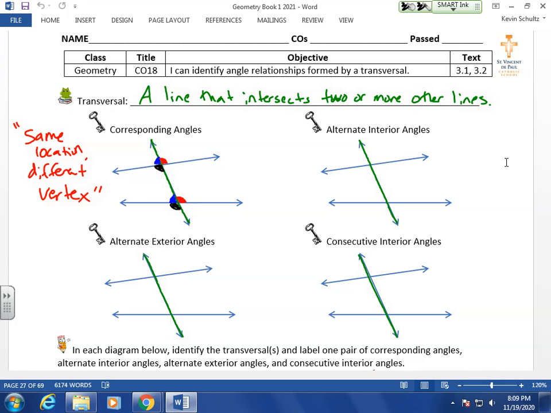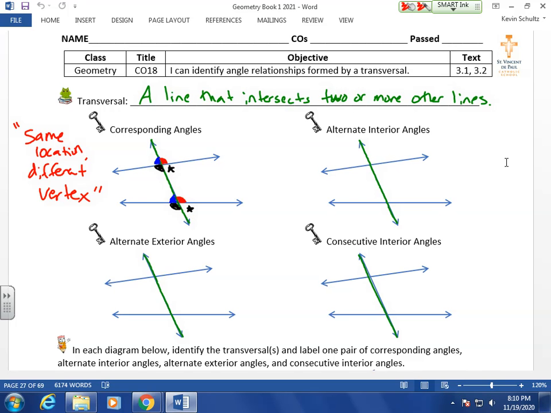If you ran out of colors or you don't have colors to use, like I said, maybe you want to just use shapes. So if I want to put a little star here in that bottom right and a star here for the bottom right there, those would be corresponding angles as well. So I've got four different sets of corresponding angles here based on their location. Same location of their vertex, top right, top left, bottom right, or whatever, but at the different vertices that are formed here, okay?